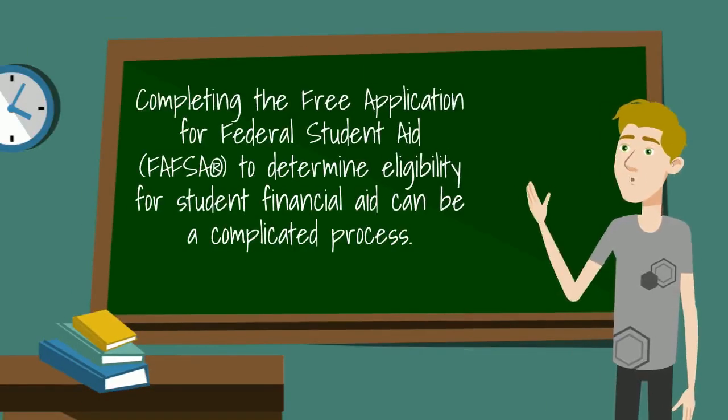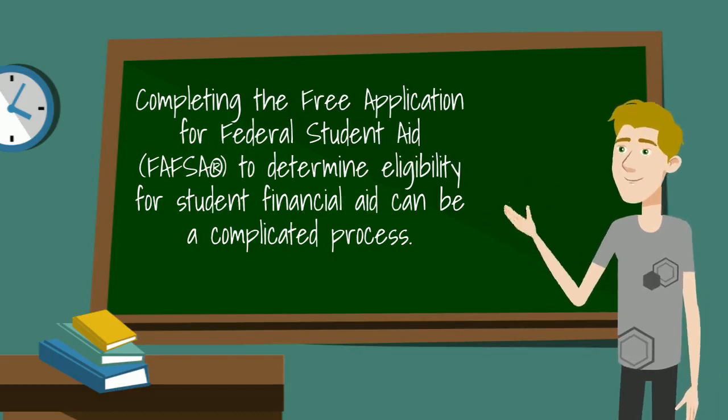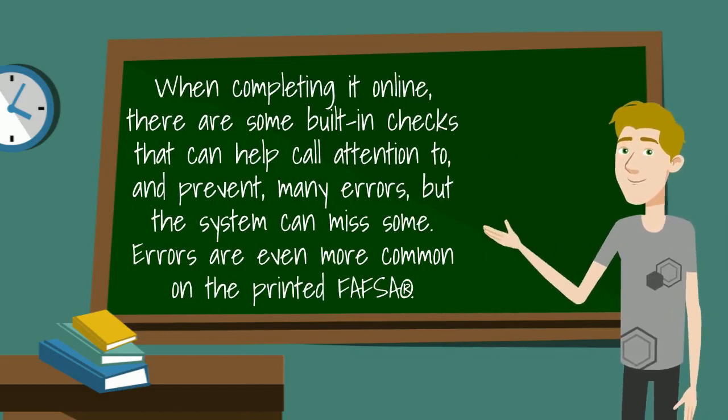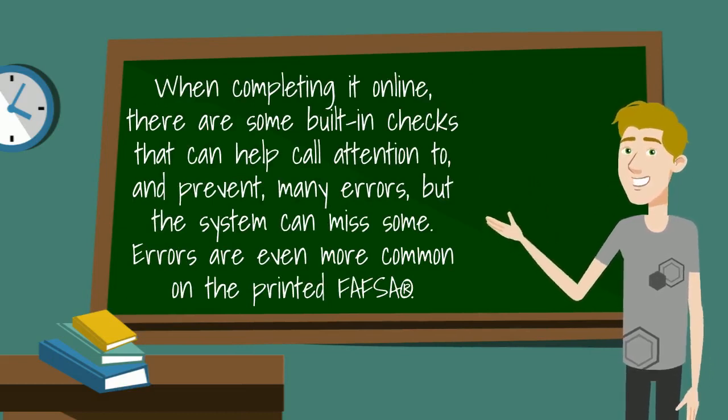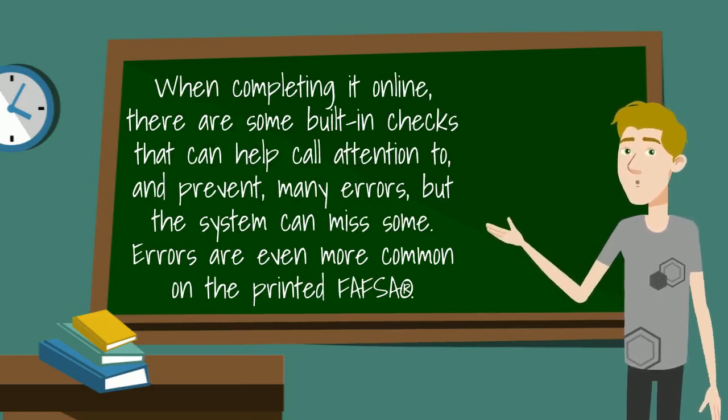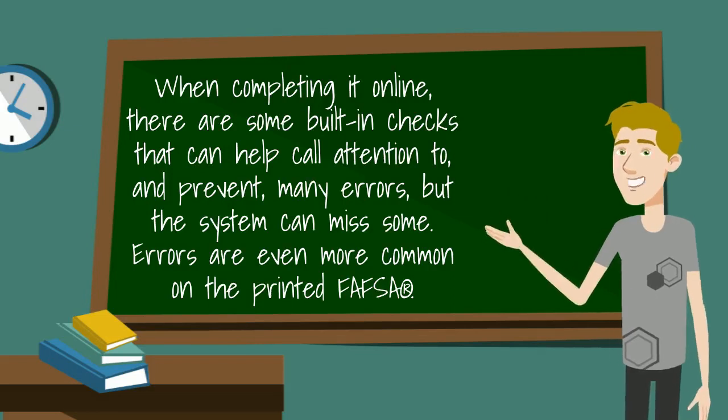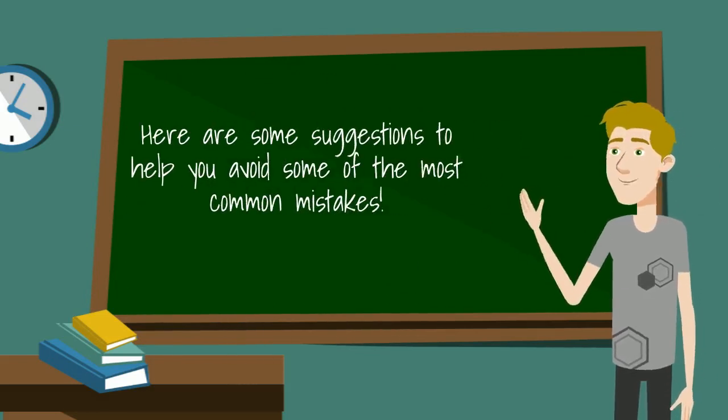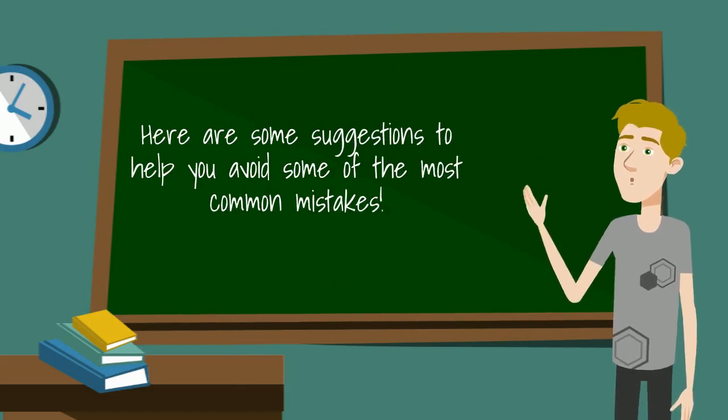Completing the Free Application for Federal Student Aid, or FAFSA, to determine eligibility for student financial aid can be a complicated process. When completing it online, there are some built-in checks that can help call attention to and prevent many errors, but the system can miss some. Errors are even more common on the printed FAFSA. Here are some suggestions to help you avoid some of the most common mistakes.